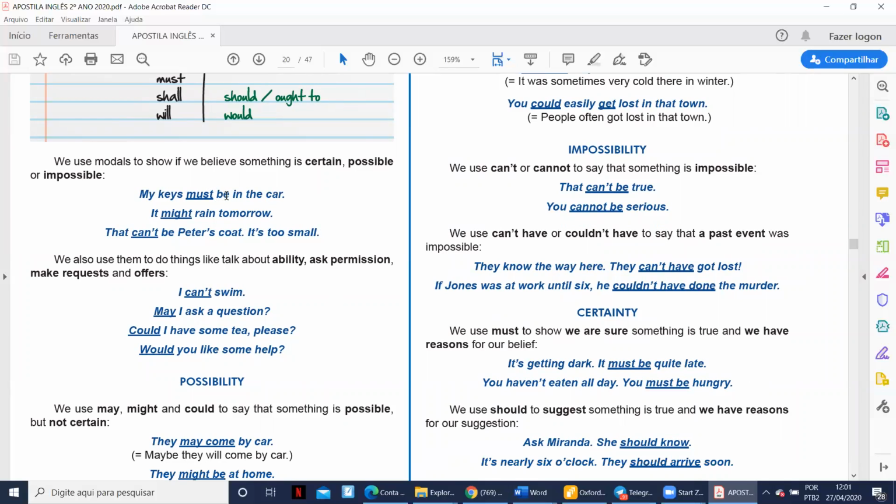But if I drop the verb to be from this sentence, the sentence makes no sense. My keys must in the car. Imagine not using be here. It doesn't make any sense at all, okay?